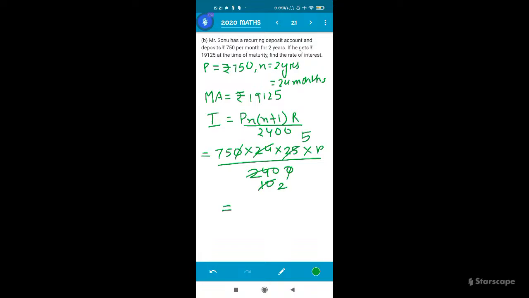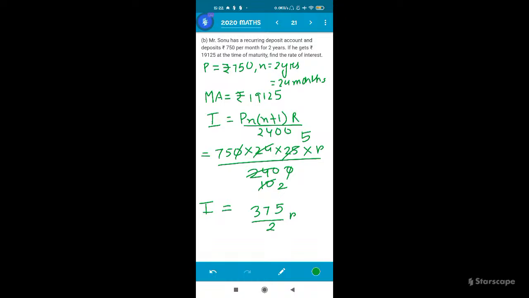So we are getting 375 by 2R. So this is the value of our interest, the expression for interest. Now we are going to put this value in the equation for finding out the maturity amount, and then we are going to find out the value for R.